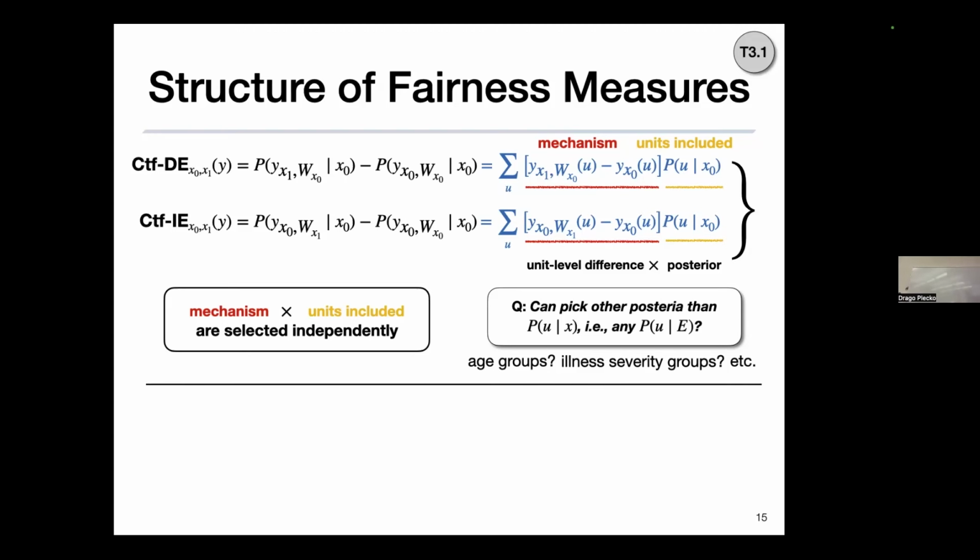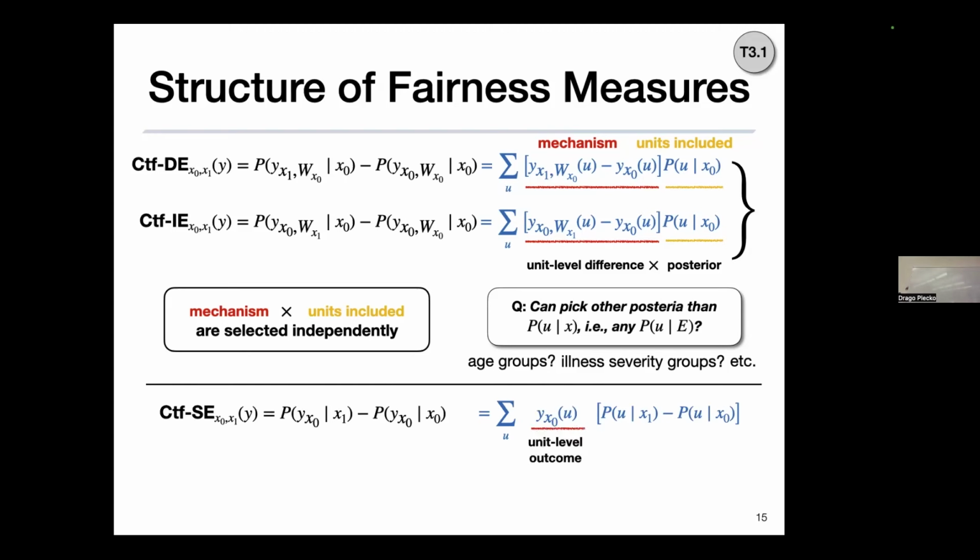So these were the factorizations for the direct and the indirect effects. What is important is we also want to show the factorization for the spurious effect. And what you will see here is that the factorization is actually different. Here we have differences between outcomes at the unit level. Here we have a unit level outcome, Y sub x0, that is multiplied by a posterior difference. This is very interesting because it shows a completely different factorization from the direct and indirect effects.